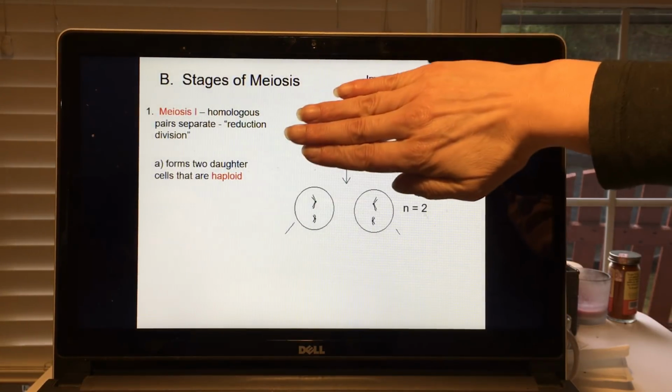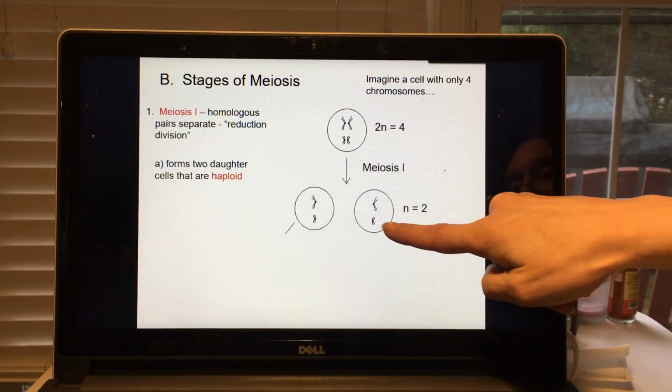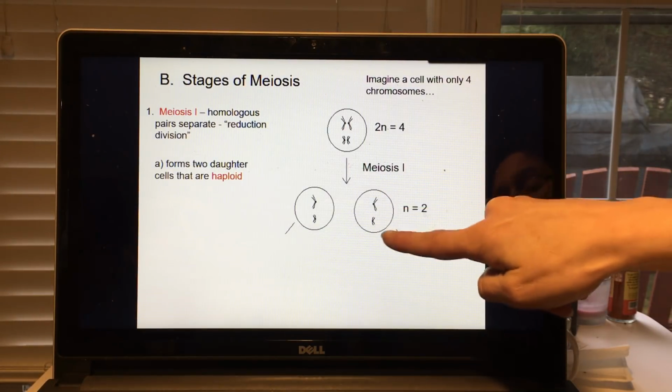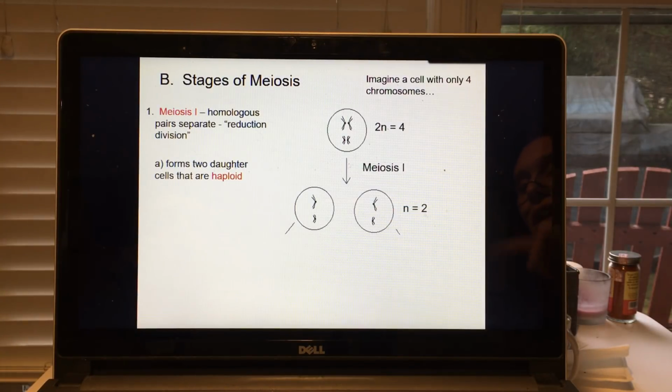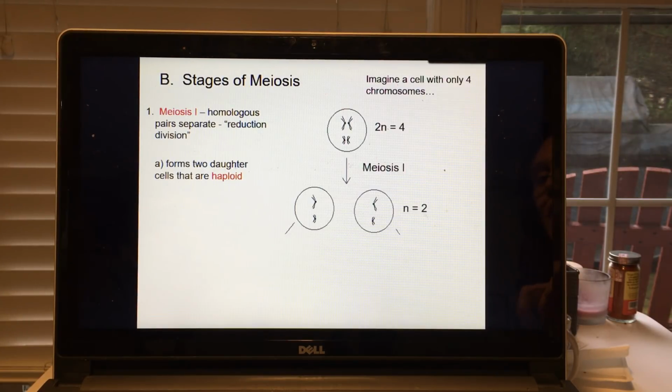Even if you didn't see this cell and know that the normal diploid number was 4 and this haploid number was 2, if you notice that these are different in size and shape, you know they're not homologous. No homologous chromosomes means you have a haploid cell, and definitely not a diploid cell. All of the really unique stuff that happens in meiosis happens in the first division, and I'm going to show you a little bit more of that in a future slide in a minute or two.